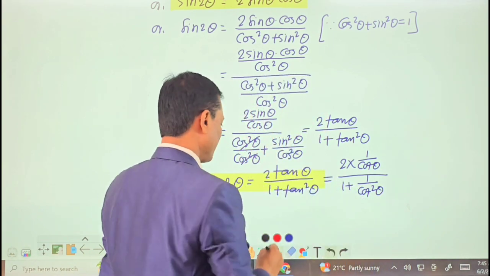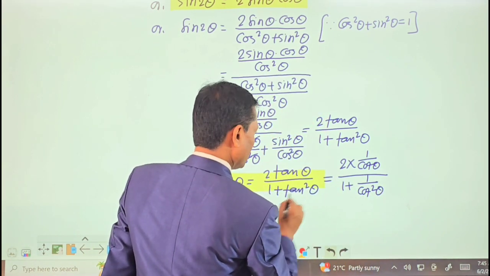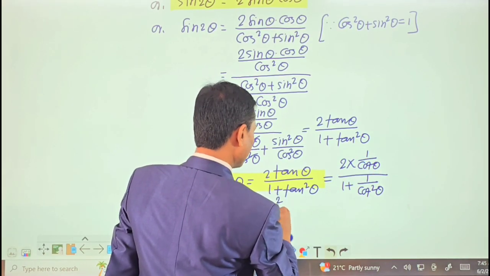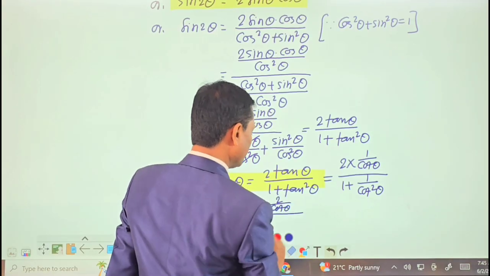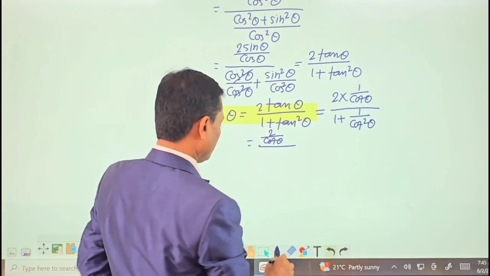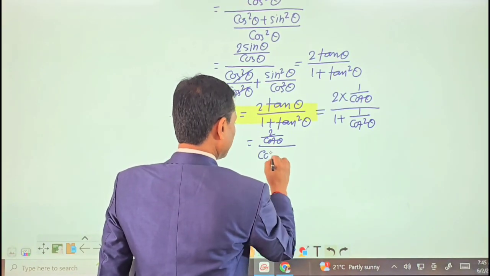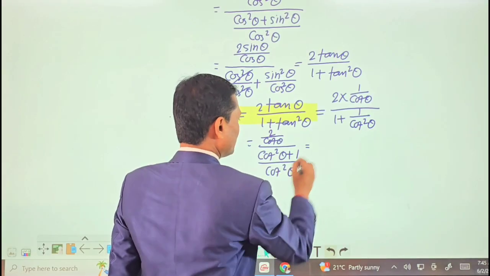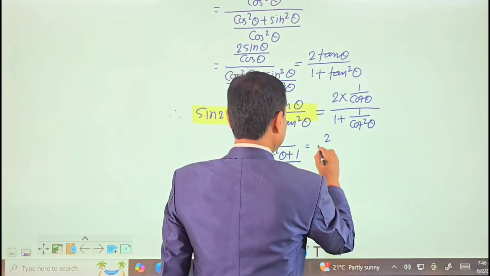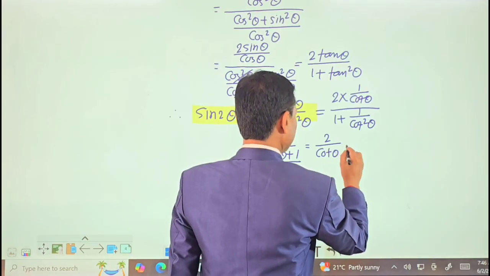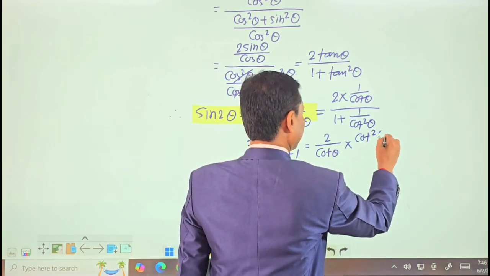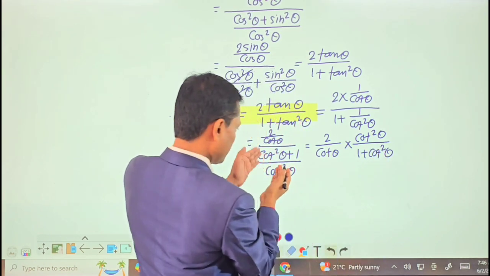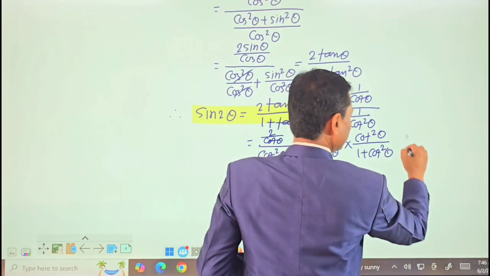Of course you can write, isn't it? Now here 2 by cot theta over 1 by cot theta plus... so we can write here 2 by cot theta, and at the denominator we can write cot square theta plus 1 over cot square theta. Now when we simplify it, we get 2 over cot theta into cot square theta over 1 plus cot square theta, isn't it? I have just applied the technique. All of you know this technique, isn't it?